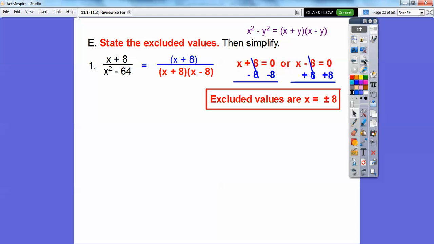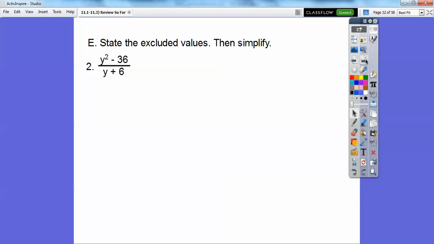Let's state the excluded values. Set the denominators equal to 0, and we get the excluded values to be plus or minus 8. Then we can cancel this x plus 8 on top with one of them on the bottom, so we're left with 1 over x minus 8. Again, two answers: one is the excluded values, and the other is the simplified version. Okay, do this one.